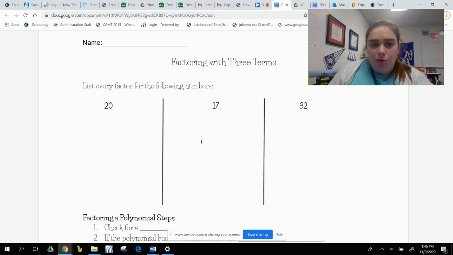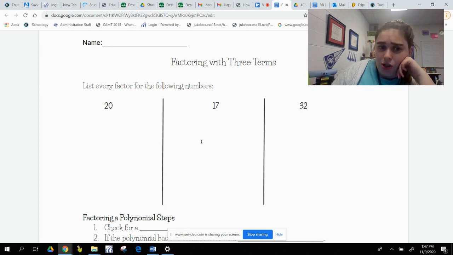The very first thing I want you to do when you have this pulled up is go ahead and try to list out the factors for each one of these numbers. So list all the factors for 20, all the factors for 17, and then all the factors for 32. Go ahead and try to do that on your own. Remember how we did that yesterday? You could just go through and see what numbers multiply together to get 20 or 17 or 32 and list them out. Work on that on your own and then come back to this video and we will check it together.